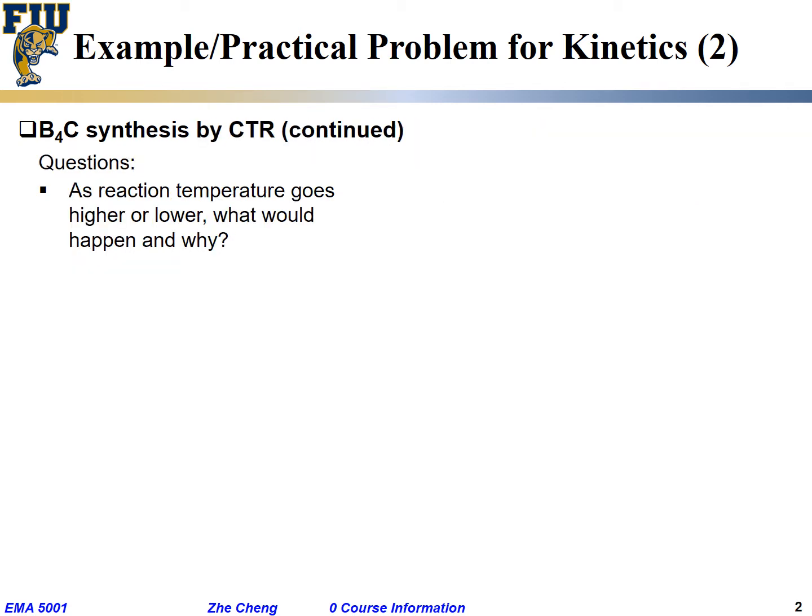Okay. So again, let's still look at the same reaction. B4C synthesis or formation by this so-called CTR, CTR for carbothermal reduction reaction. We ask ourselves, we did the reaction at 1450, and we also did it at 1750, one for longer, one for shorter. We ask ourselves, as the reaction temperature goes even lower or goes even higher, what would happen?